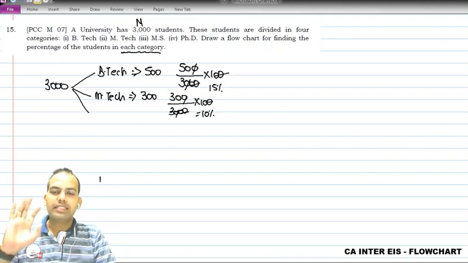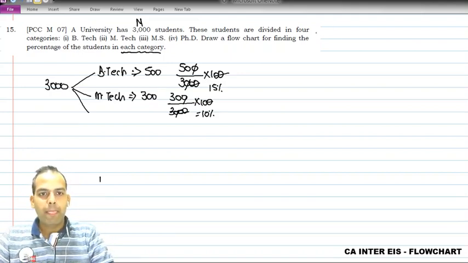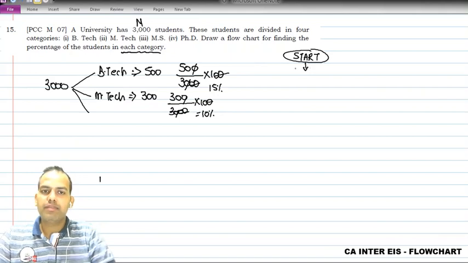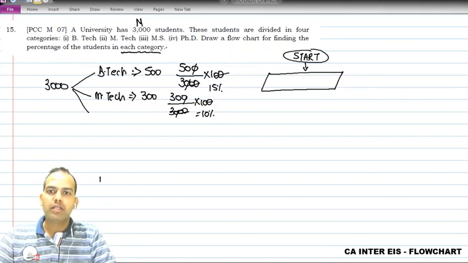Yeah, I know it seems a little tricky sum, but it is not actually a tricky sum. You can understand it very well. But let me start first. So first, you will have to have a start button. Perfectly fine. Input. Okay, so what is the input? There are 3,000 students, the number of students.